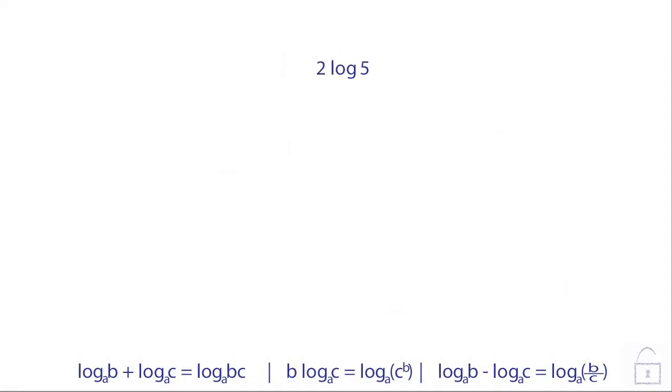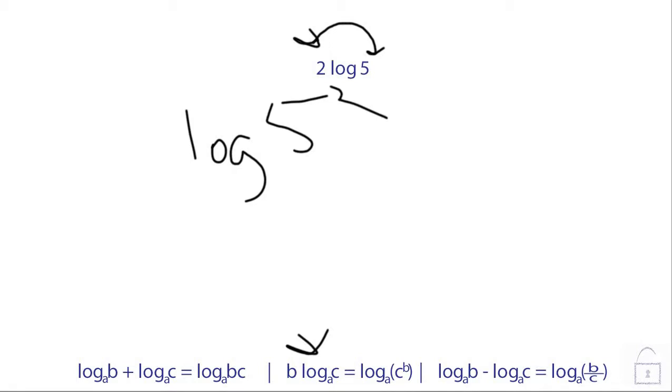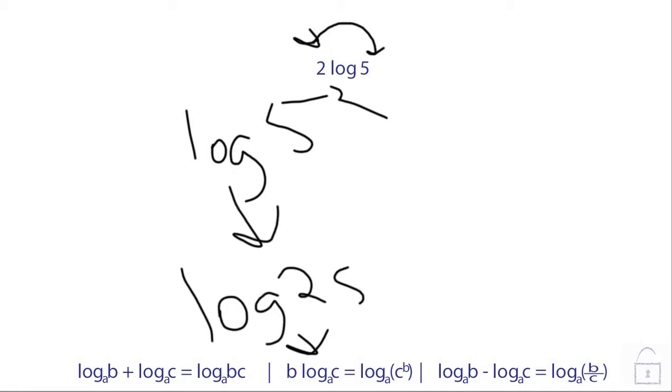All right, here we have 2 log of 5. And this one goes with our second logarithm rule right there, which says if you have a number out front here, or it could be a variable, that becomes your exponent for this number over here. So we can rewrite this one as log of 5 squared, and that can reduce to log of 25. And that's our simplified version for 2 log 5, and let's move on.